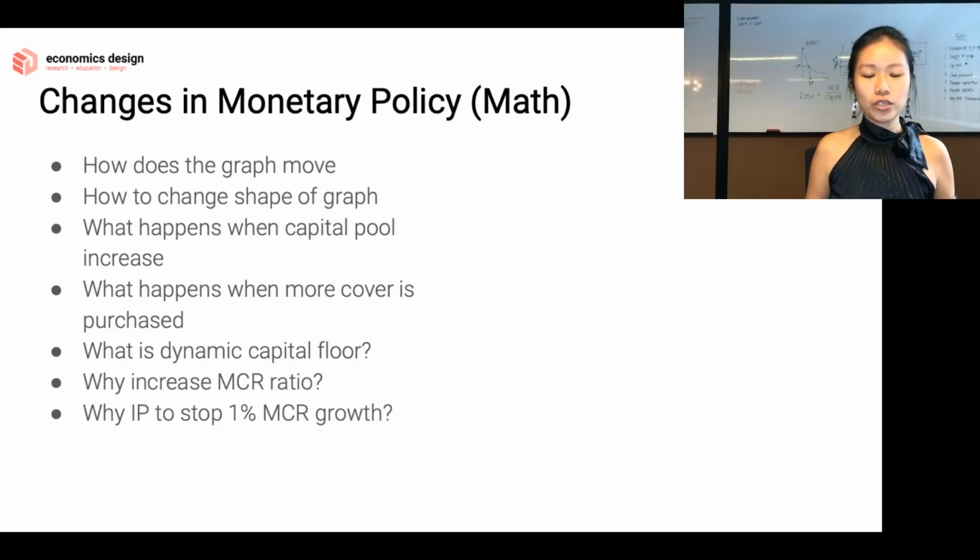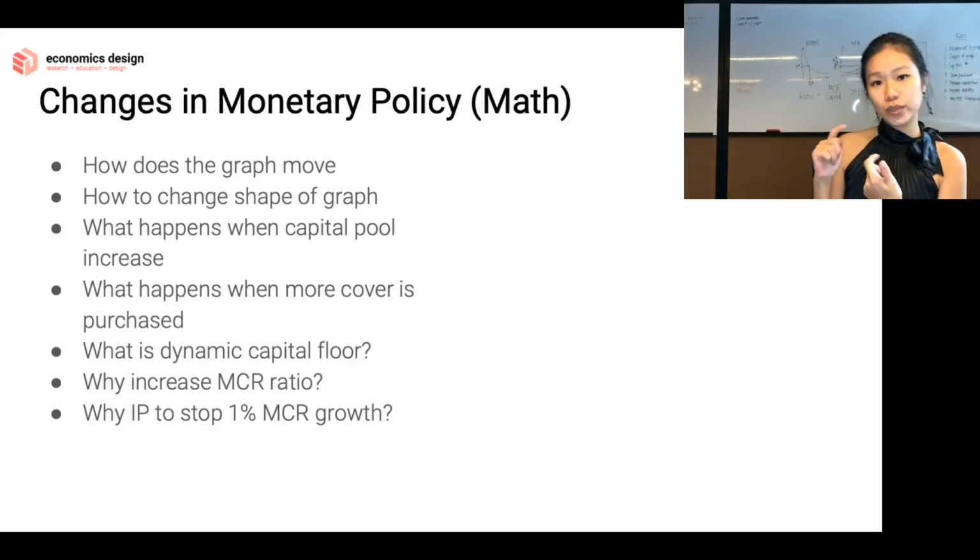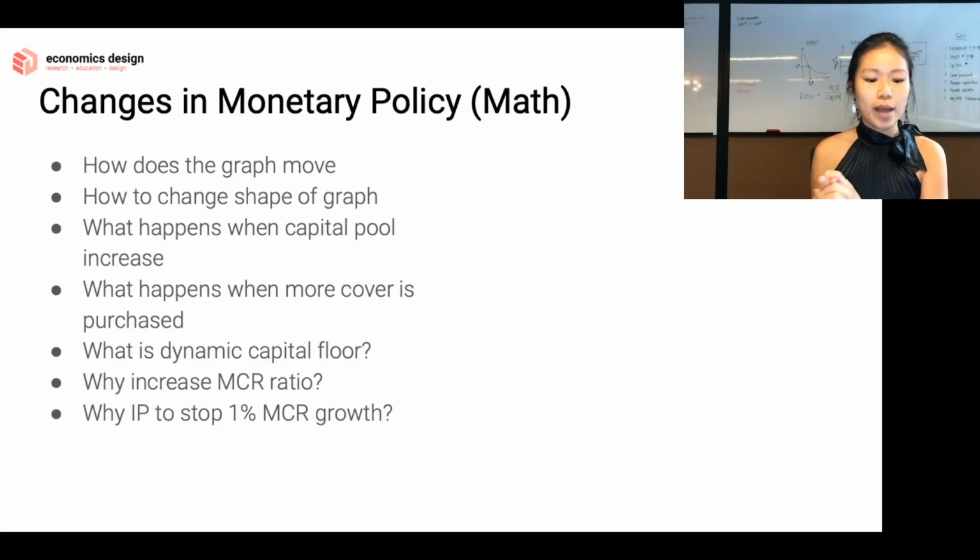And now I want to dive a little bit deeper into understanding the changes in monetary policy. There's 7 questions that we want to answer. The first one is, how does the graph move? How do we change the shape of the graph? What happens when the capital pool increases? What happens when more cover is being purchased?